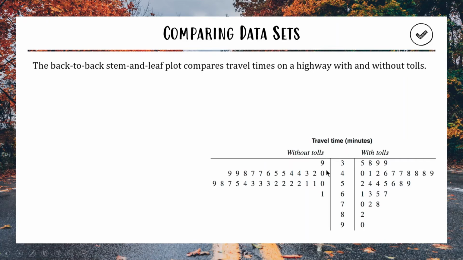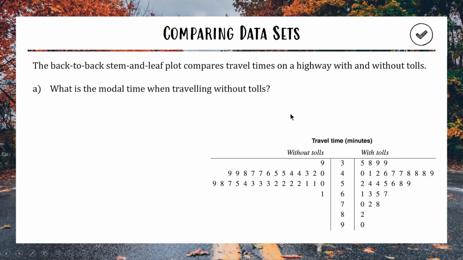So these are the travel times on a road. We have two data sets. The first one is the travel times when there's tolls on the road, where you have to pay for your car to be on the road. And the left-hand data set is the travel times when there are no tolls. So we can see a few clear differences, which we'll talk about later.